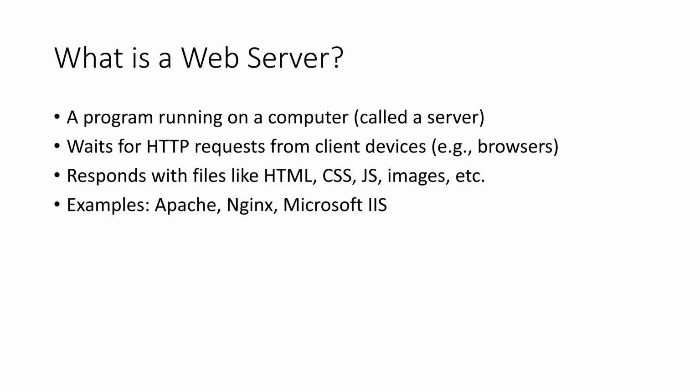Think of it as the host of a party. When guests arrive and ask for something, the host provides it. Similarly, the web server serves up resources on demand. There are many types of web server software, but some of the most commonly used ones are Apache, Nginx, and Microsoft IIS. These form the backbone of most websites, enabling everything from simple blog pages to complex web apps to function smoothly over the internet.